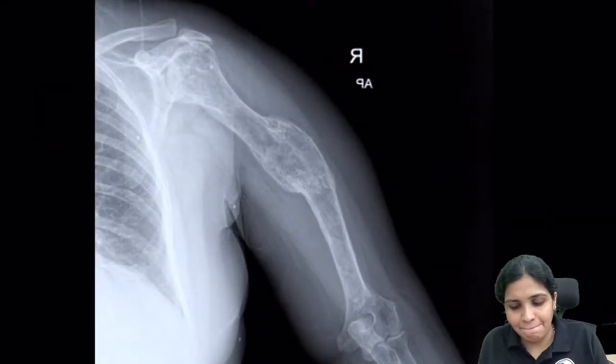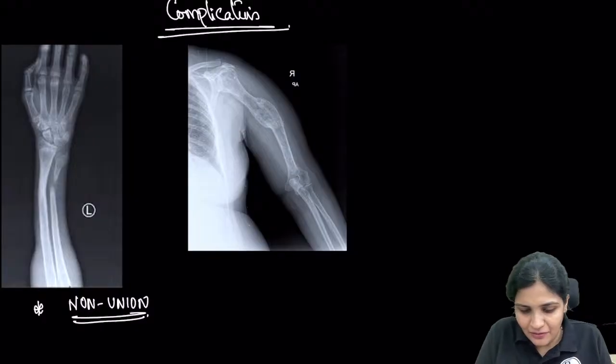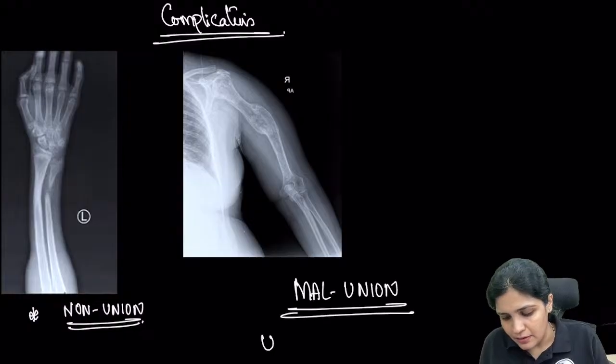What is this? This is malunion. Very good. So here you see there is a union which is occurring, but there is no, what is absent here?